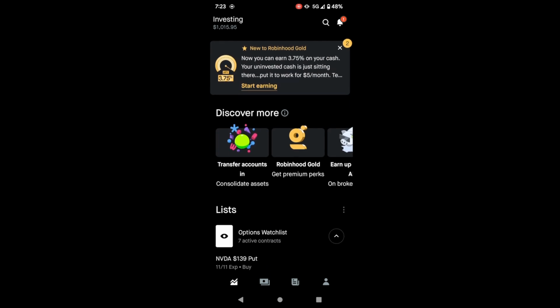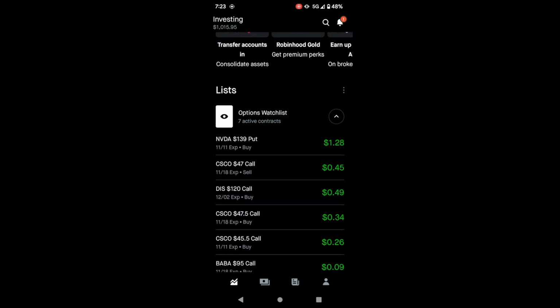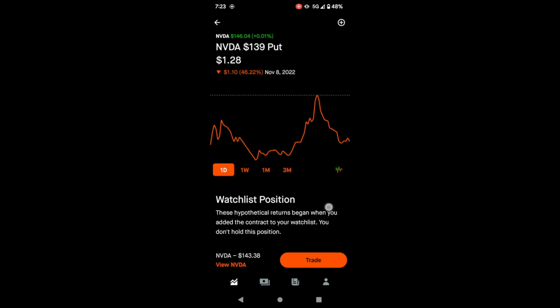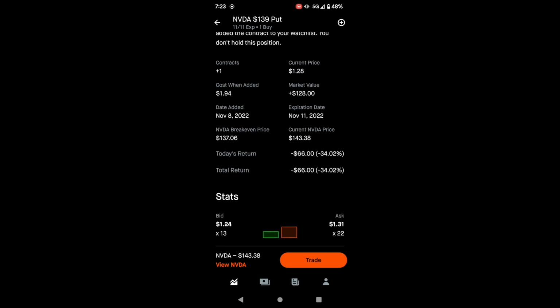So if we go back to the app, and if we go to when I was actually able to enter the position, you could see that I started off at a pretty big loss.